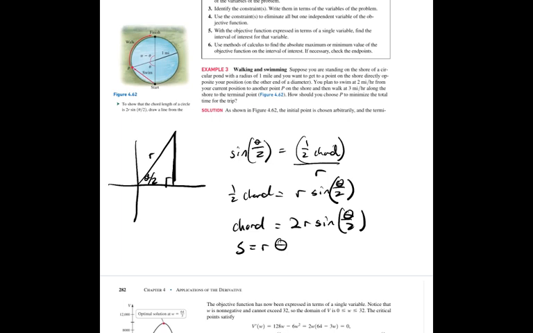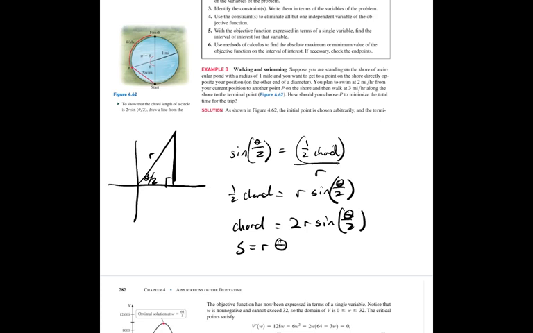Now we have the radius, so we have the chord length in terms of the central angle theta, and we have the arc length in terms of the central angle theta. So we can write one in terms of the other. Let me see, what do we want to... We want to minimize. How should you choose P to minimize the total time for the trip?